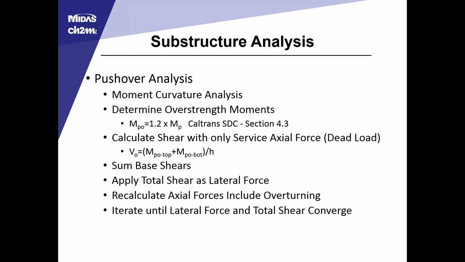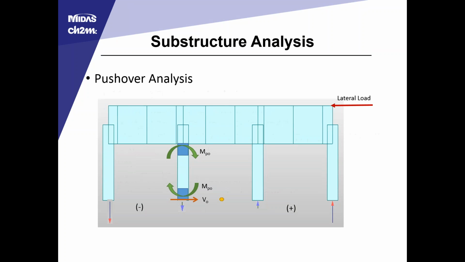Once we have the base shears at each column, we sum those, and then circle back and take that total summed base shear, apply it as lateral force, recalculate the axial forces in each individual column, including the dead load, but then also including a rigid overturning. And we continue to iterate that until the lateral force and the total shears converge. And this shows just that process.